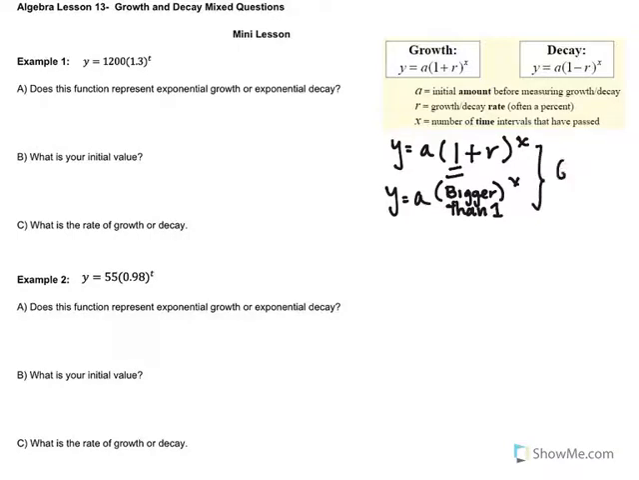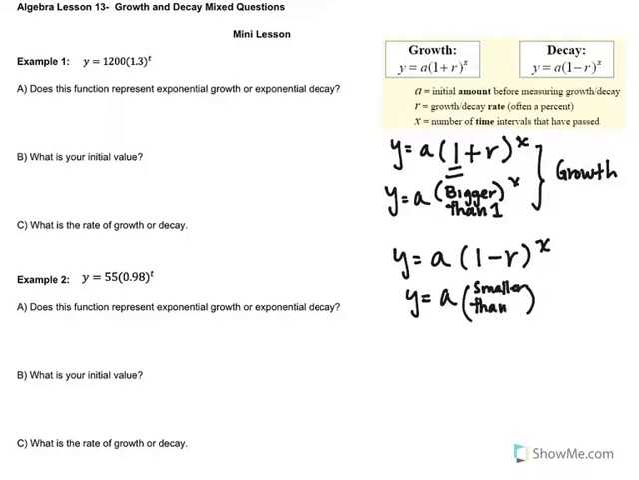That's for a growth. However, if I have y equals a parentheses 1 minus my rate, it means I'm taking away from the whole. My whole is becoming smaller exponentially. It's decreasing or going down. That means that what's inside of the parentheses, that 1, if I'm subtracting from it, is going to give me something that is smaller than 1. And that's if I'm looking at something that's decaying or going down.